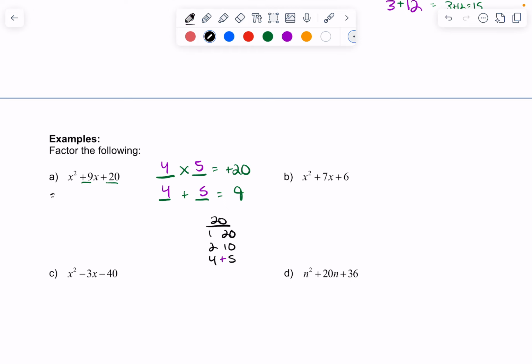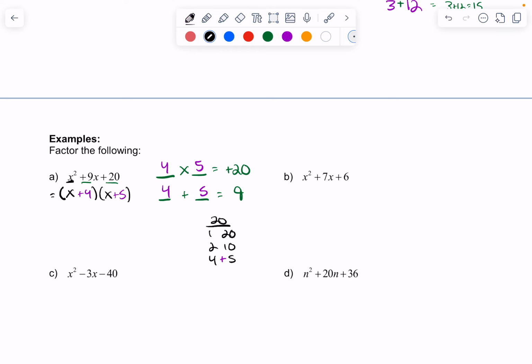So when we factor this, because again, this is simple, whenever you see a 1 here, you just write whatever variable you see here, and then you add the things you just found. x plus 4, x plus 5. And there you go.